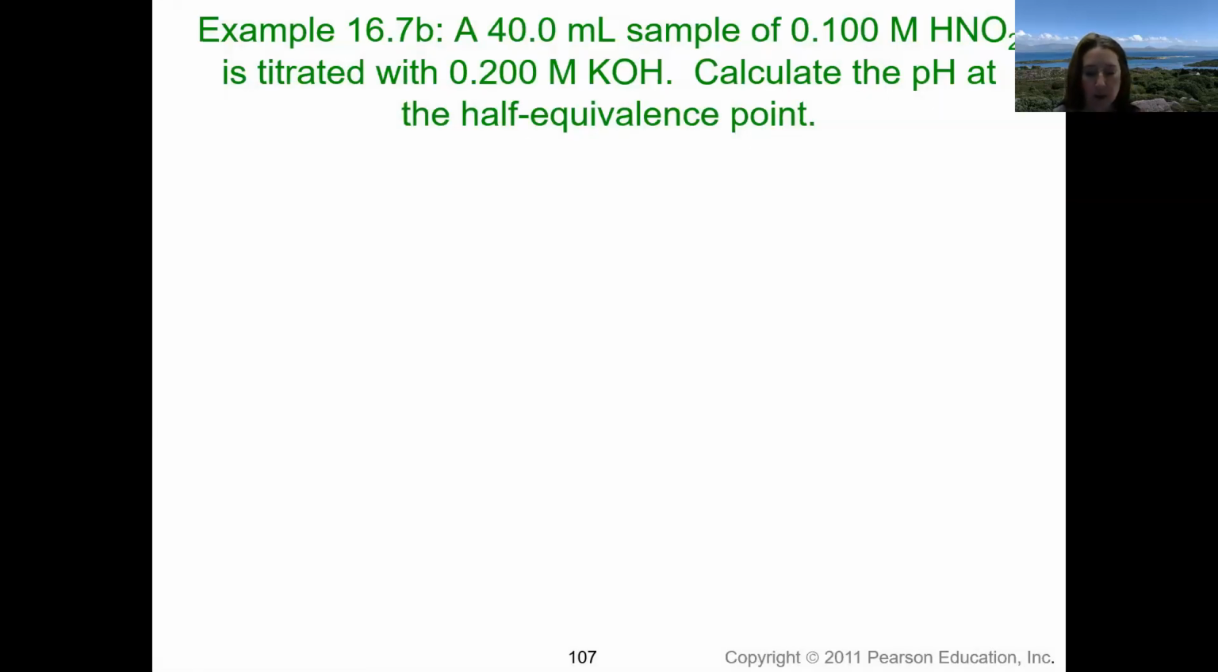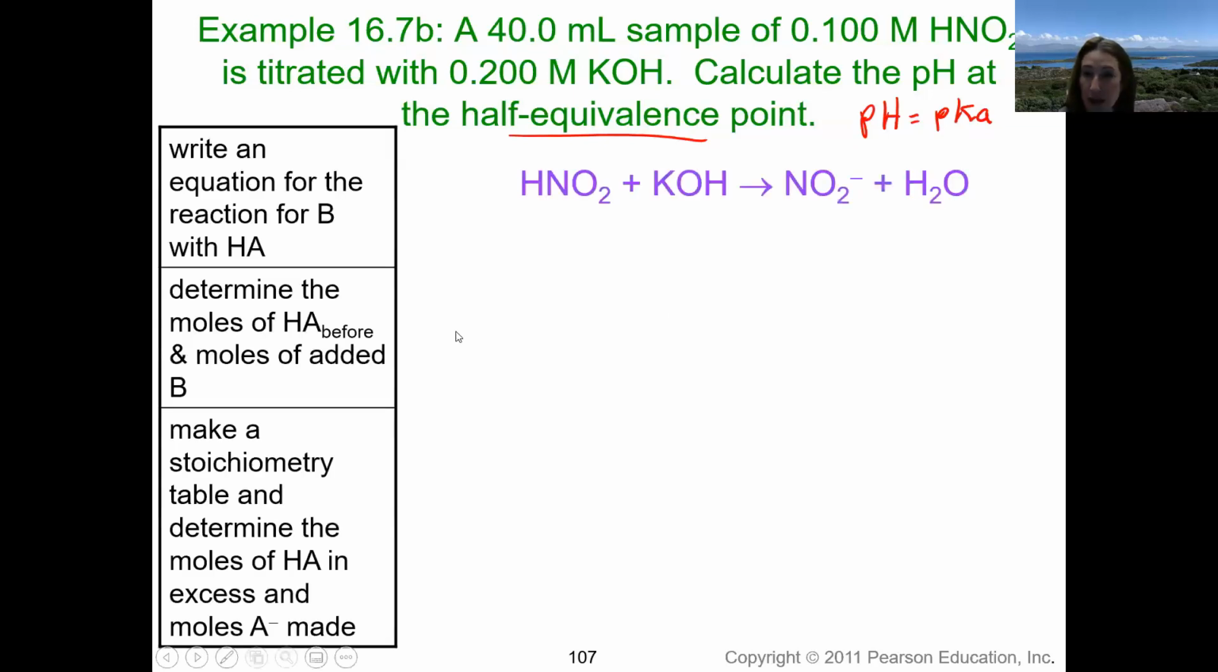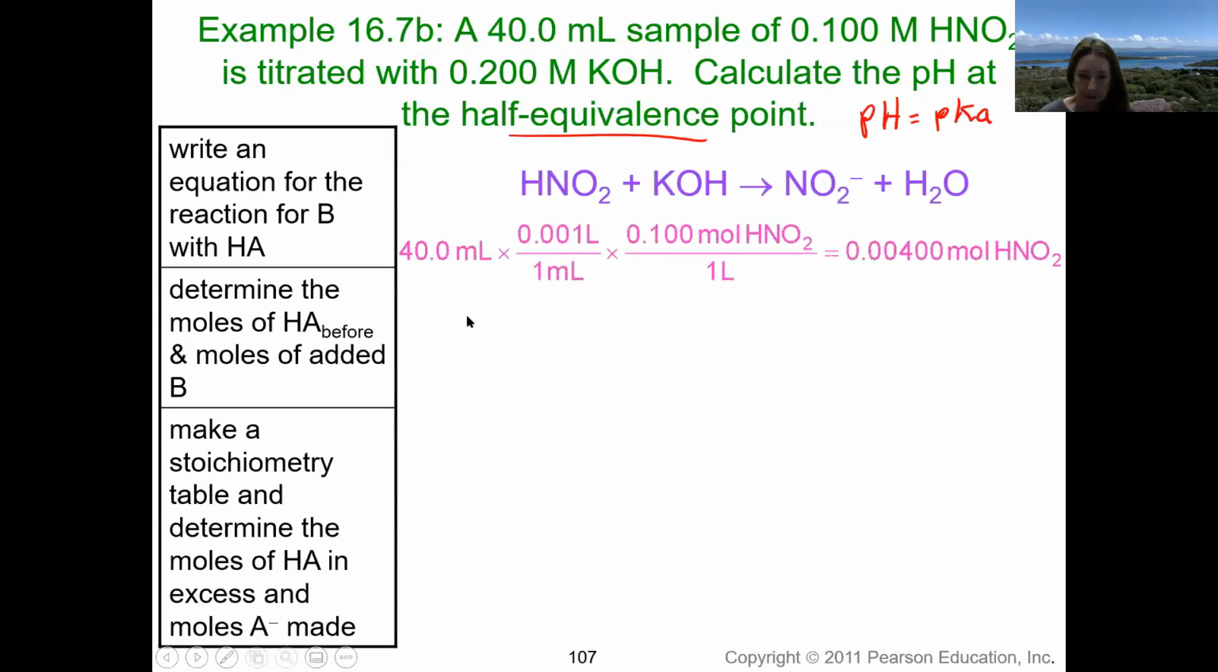A 40 milliliter sample of 0.1 molar weak acid is titrated with 0.2 molar strong base. Calculate the pH at the half equivalence point. Now remember, half equivalence point, that's when the pH equals the pKa. Right? So when you see half equivalence point, pH equals pKa. Which means also we have half the amount of moles. So how do you say this? The moles of our base are at half the amount of moles of our acid.